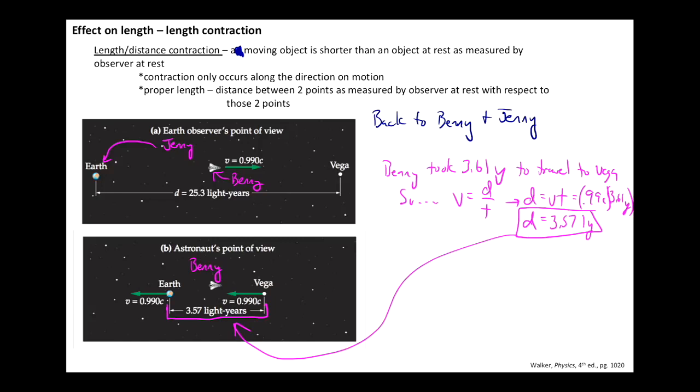So from Benny's perspective, time wasn't weird. He's just like, I got here fast. But he also got there fast because he didn't travel as far from his perspective. The physical distance between those two worlds, as he looks out, shrank down because he was moving so fast. How creepy is that?